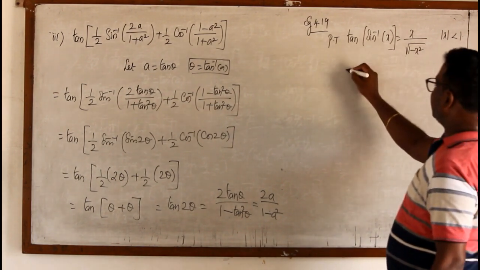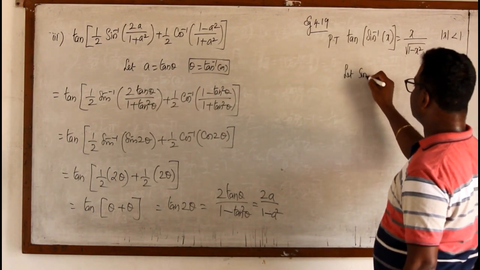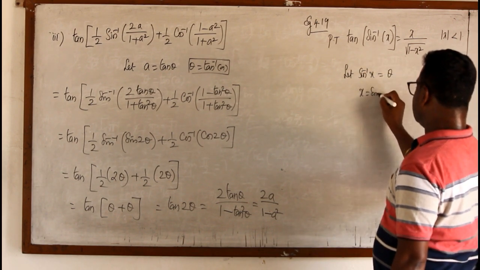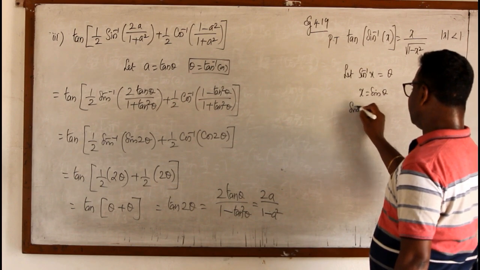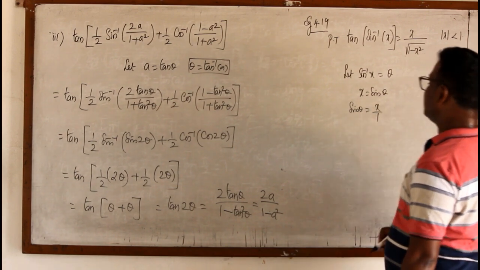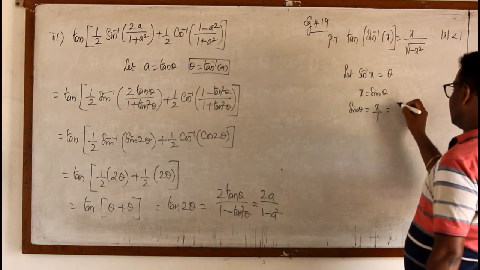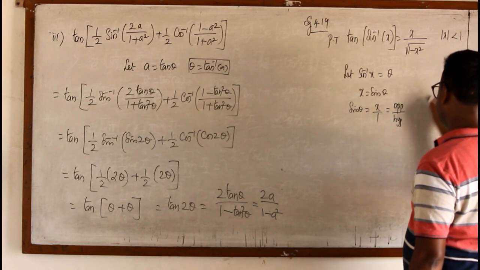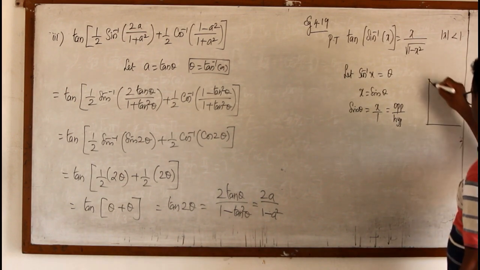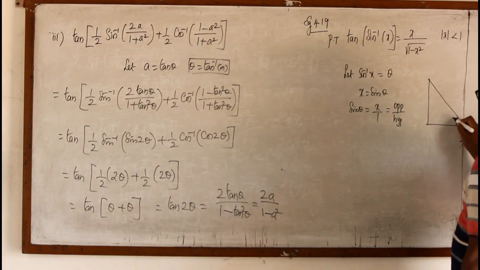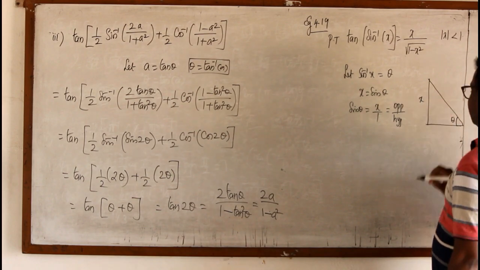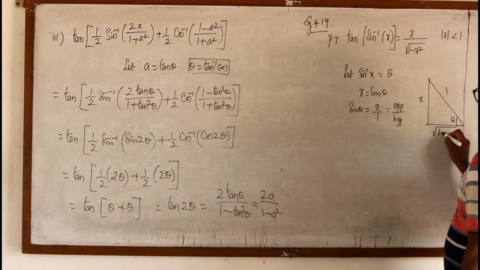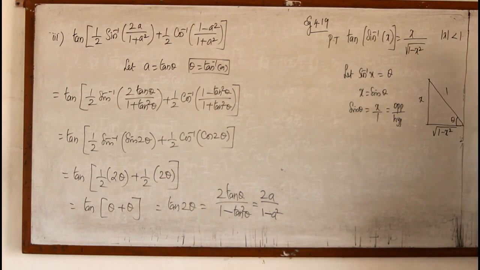Now, let me take this value. Let sin inverse of x equal to theta. Then x equal to sin theta. That is, shall I write sin theta as x by 1? That means this is opposite side and this is hypotenuse. That means I have a right triangle. This is theta, opposite side is x, hypotenuse is 1, and the adjacent side is root of 1 minus x square.